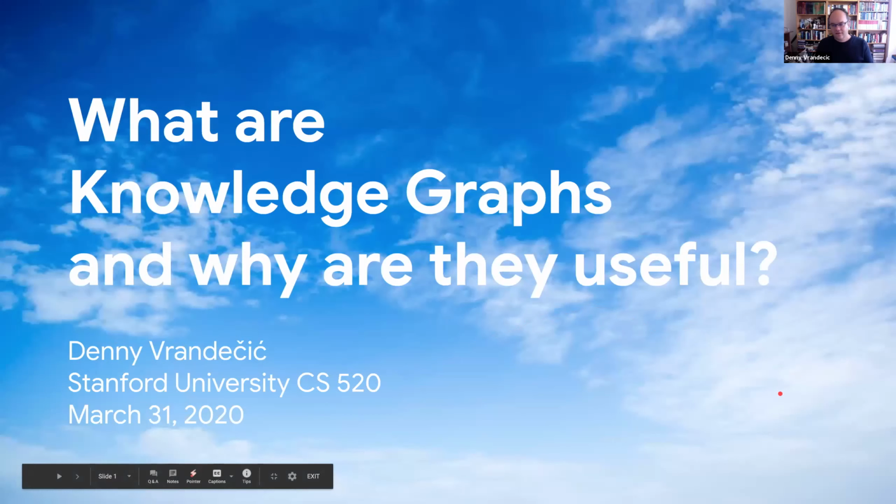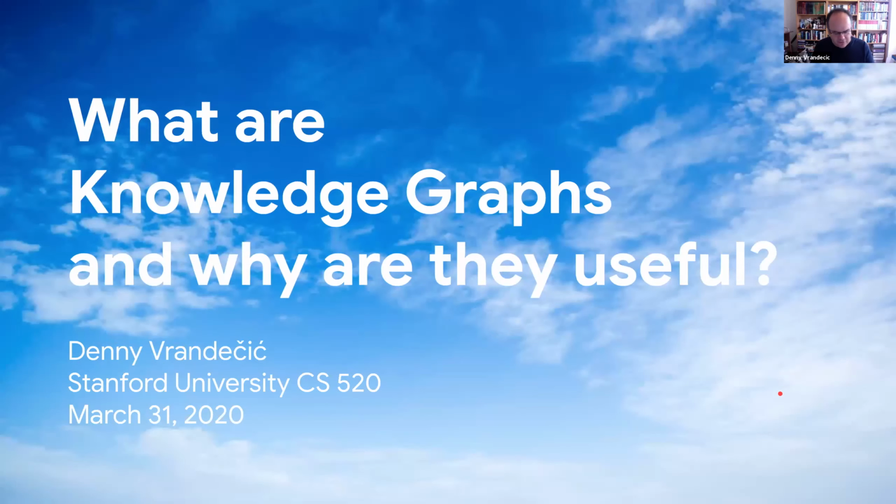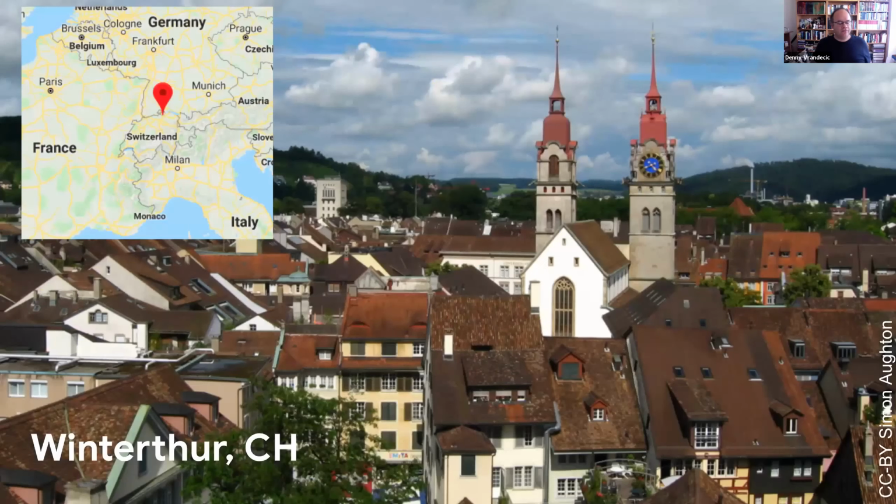Okay. So I want to start with a few basic things. What are knowledge graphs? How are they useful, and so on. And I want to do this through a story. So this is the city of Winterthur in Switzerland. Quite a beautiful little picturesque city.